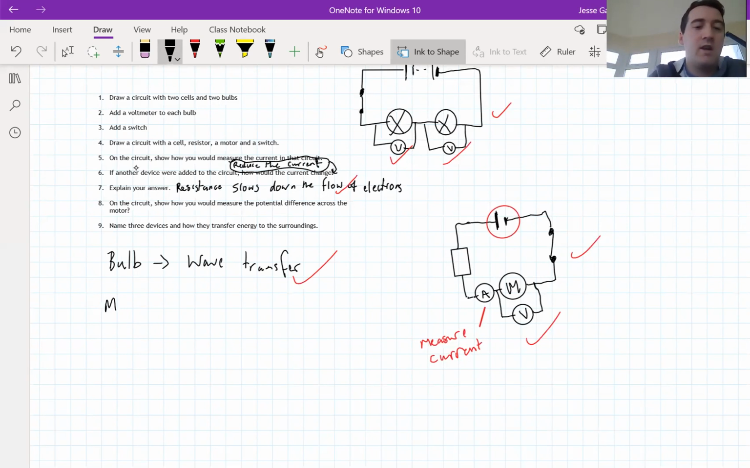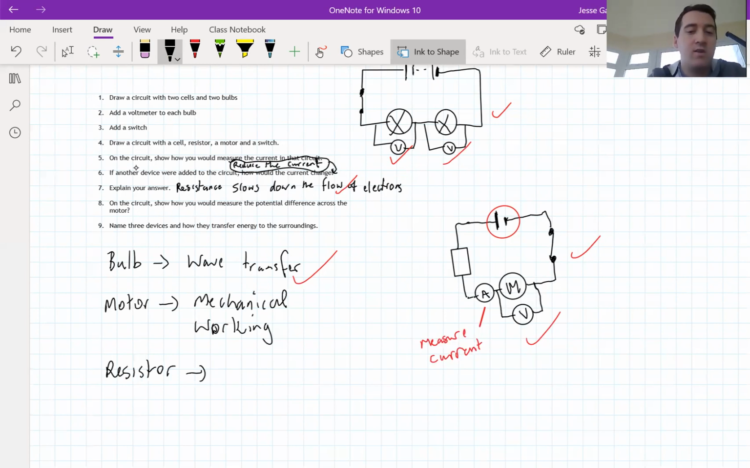All right, so another one is the motor, and it transfers energy by mechanical working. So the motor spins around and can transfer energy to the surroundings by mechanical working. So if the motor is connected to, say, a gear, then that gear can move other gears. If it's connected to a paddle, it could start moving water or something like that. So again, transferred by mechanical working. The last one then was a resistor. How does a resistor transfer energy to the surroundings? Transfers by heating. So it gets hot and it transfers energy by heating. Well done, if you got that right.